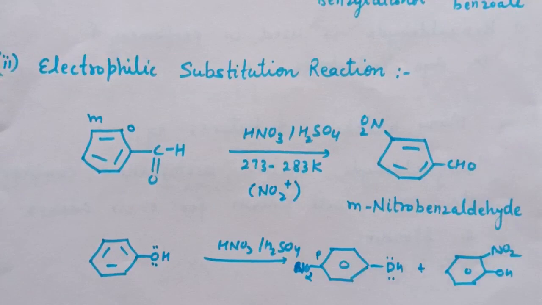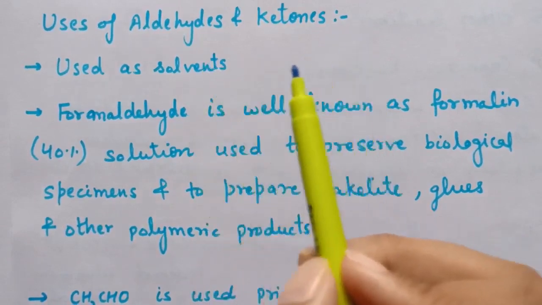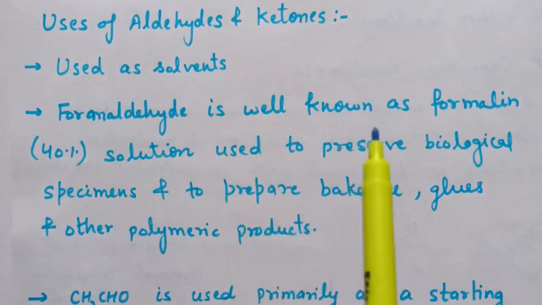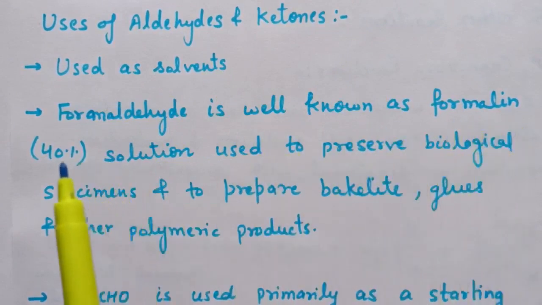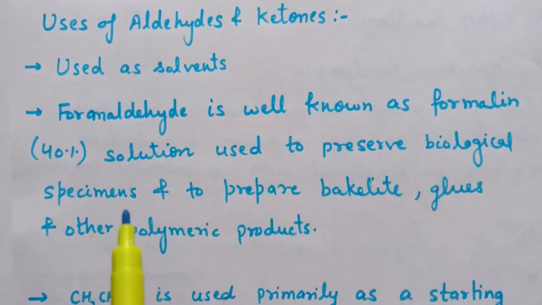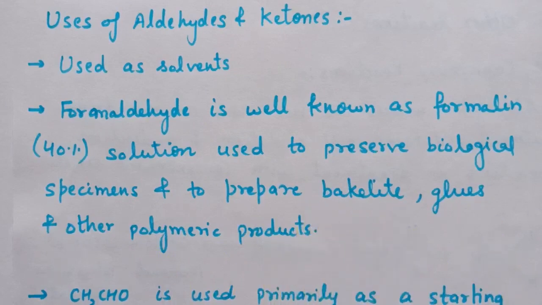Now next is uses of aldehydes and ketones. They are used as solvents. Formaldehyde is well known as formalin. 40% solution is used to preserve biological specimens and to prepare bakelite, glues and other polymeric products. Bakelite is a polymer. So this formaldehyde is used in making bakelite, glues and other polymeric products.